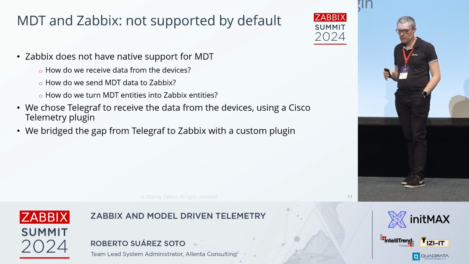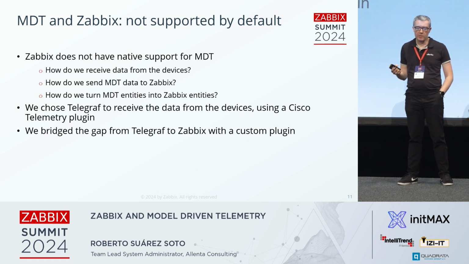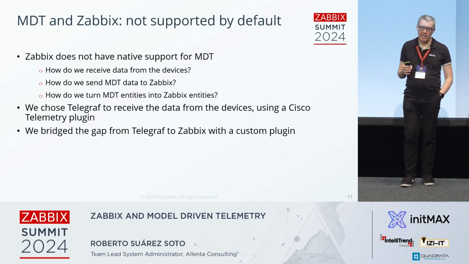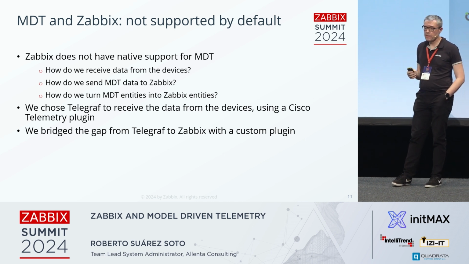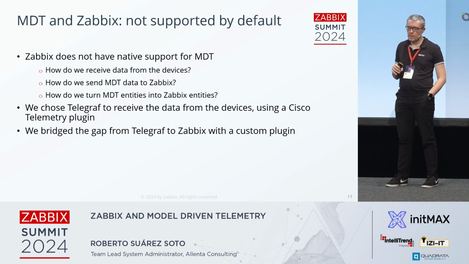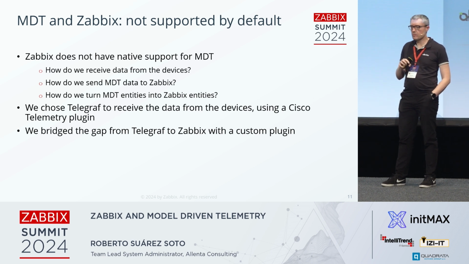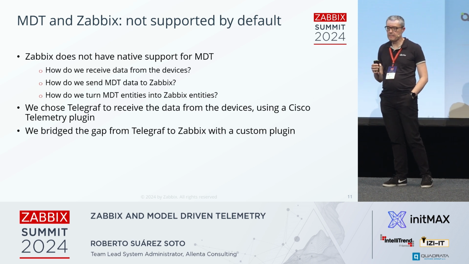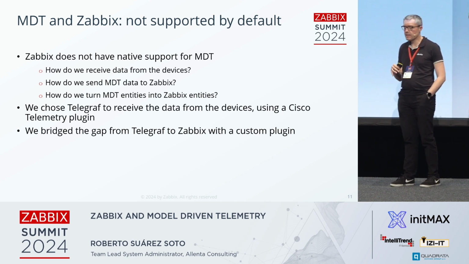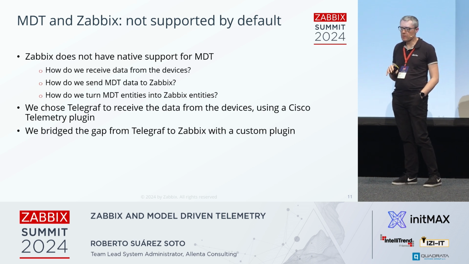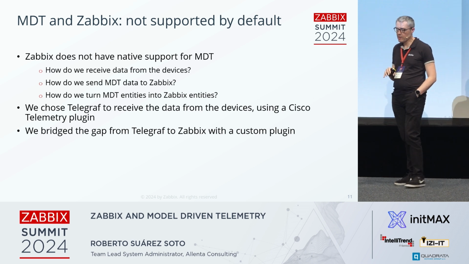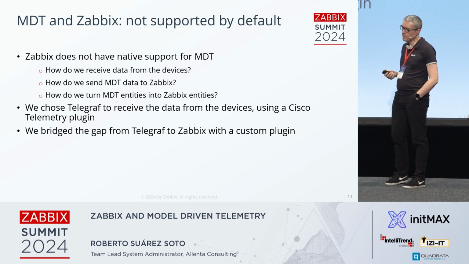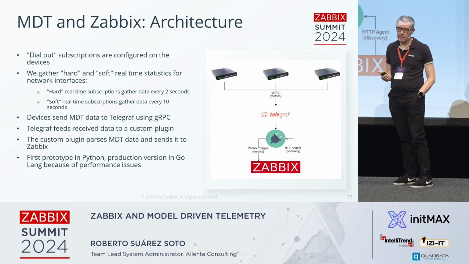First, to receive the data from the devices, we use Telegraf, which has a model-driven telemetry plugin made by Cisco itself. With this, we got all the data sent to Telegraf, and it parsed the data with the Cisco plugin, but we still had to put all that data into Zabbix. For that, we bridged that gap using a custom plugin that we made ourselves.